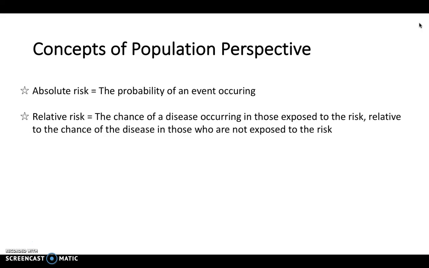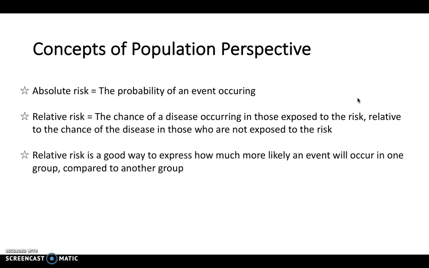The next things to be aware of are risks. So an absolute risk is the probability of an event occurring. However, a relative risk is the chance of a disease occurring in those exposed to the risk relative to the chance of a disease occurring in those who are not exposed to the risk. An example of this, for example, would be the chance of lung cancer occurring in those that do smoke in comparison to those that don't smoke. So exposing yourself to a risk factor, does that actually increase your chance of a certain disease?